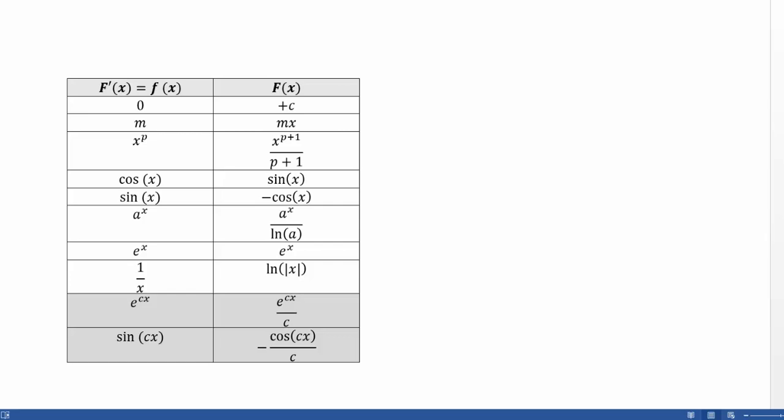So if you have a to the x, the antiderivative is a to the x divided by the natural log of a. The derivative of e to the x was e to the x, so the antiderivative of e to the x is e to the x. We always love that one.